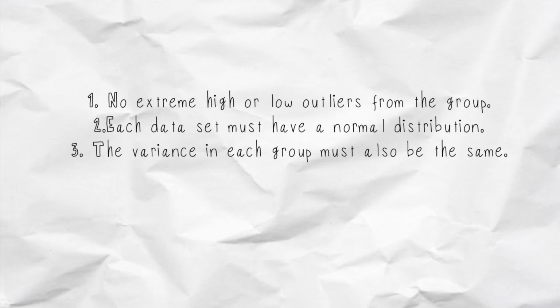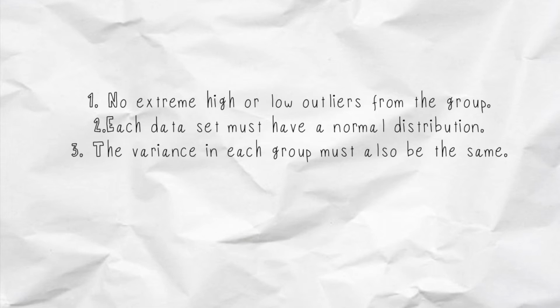There must not be any extreme high or low outliers from the group. Each data set must have a normal distribution. The variance in each group must also be the same. It's important to know our dependent variable must be continuous.